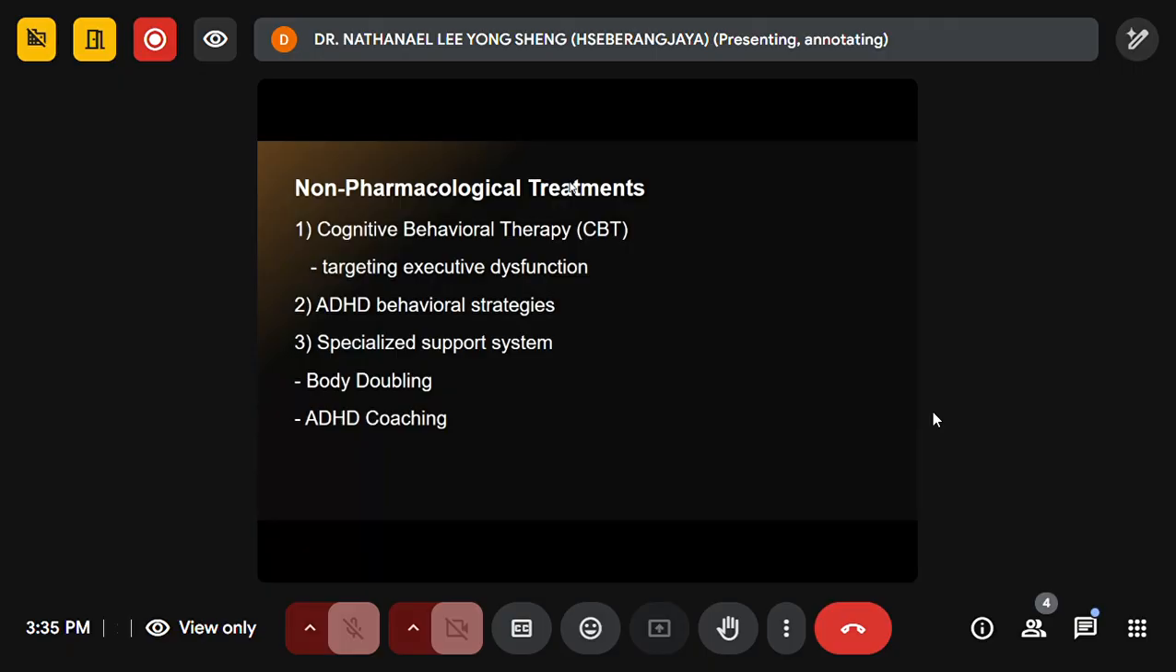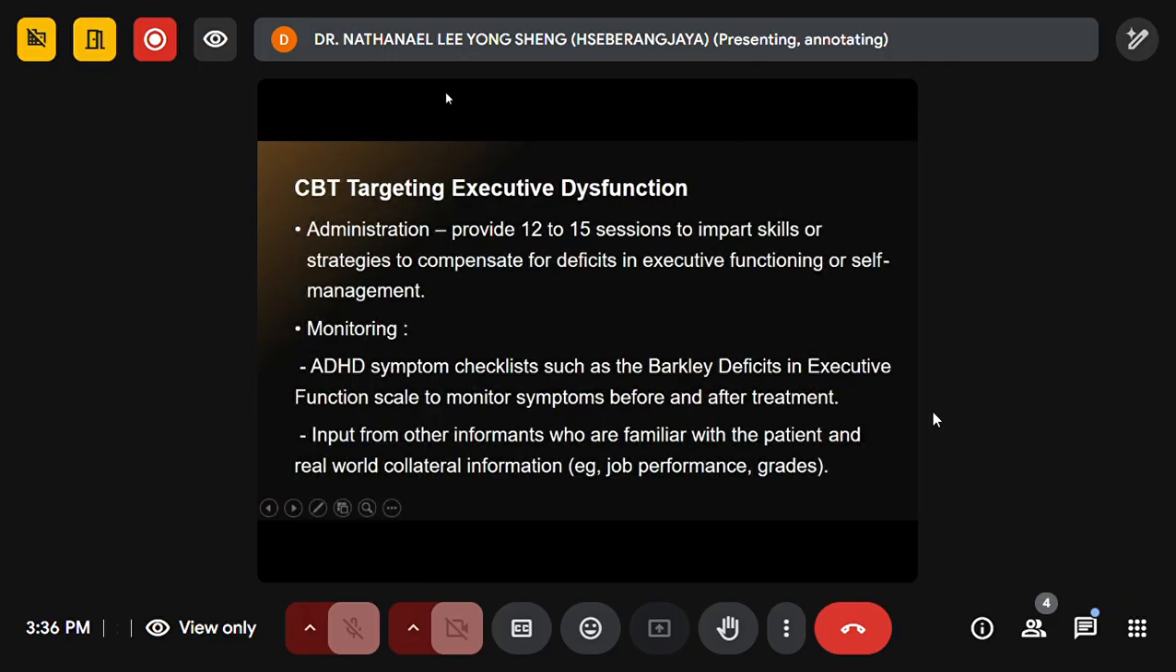This is more like expert advice towards people having these ADHD conditions. It can usually be conducted by people who are trained in ADHD coaching. They will tell you what kind of strategies you can use to help yourself cope with your ADHD symptoms. And the third will be the specialized support systems. I will bring you through more about this later in the subsequent slides.